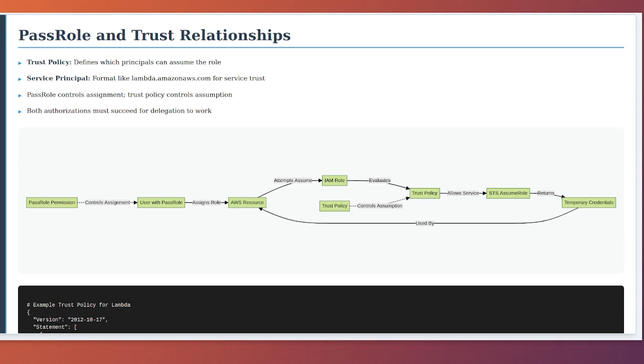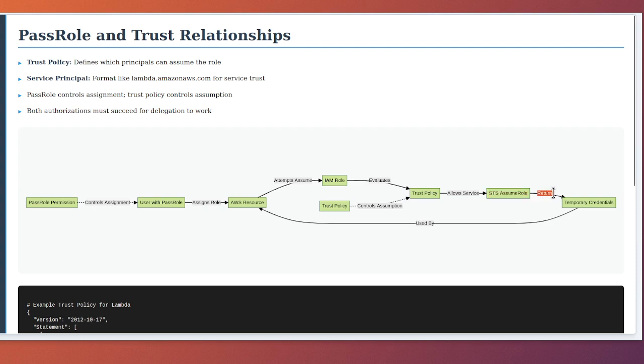Looking at the flowchart diagram on the slide, we can see how pass role and trust policies interact in the delegation process. On the left side, we have user with pass role, who represents a user or principal that has been granted the iam:PassRole permission. This user assigns a role to an AWS resource, shown as a box in the middle. The resource then attempts to assume the IAM role, represented by a box on the right side. The role evaluates its trust policy, and if the trust policy allows the service, the flow continues to STS AssumeRole, where the Security Token Service processes the assumption request.